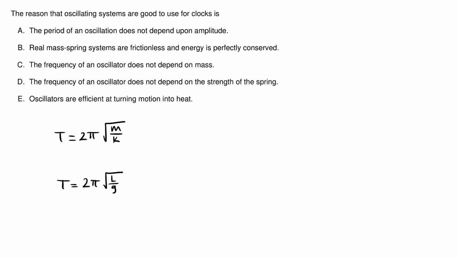So the only one that's left is A. And if you read it, it says the period of an oscillating system does not depend upon amplitude. So neither of these two contain A for amplitude, although after the lab, maybe you saw that. It does affect it a little bit, but we're going to assume these clocks use small oscillations, so these two equations hold true. Therefore, the answer is A, just based on the equation.